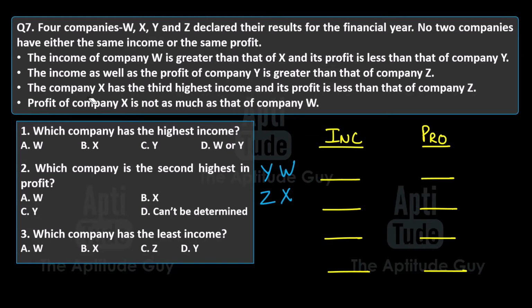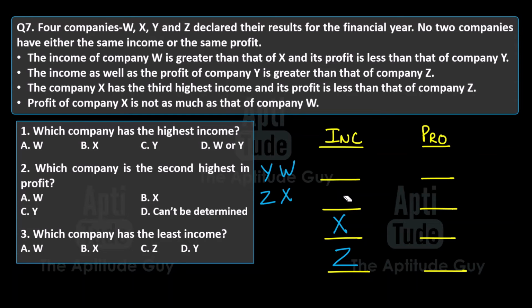What else do we have? Company X has the third highest income. All right, company X is over here, third highest income. And they have mentioned what else? Nothing else? Okay. So about income, we have only this much information. Now, who comes below X for income? Obviously Z. W cannot come below X. If Y comes below X, then Z comes even below Y. But that is not possible. So obviously Z comes over here.